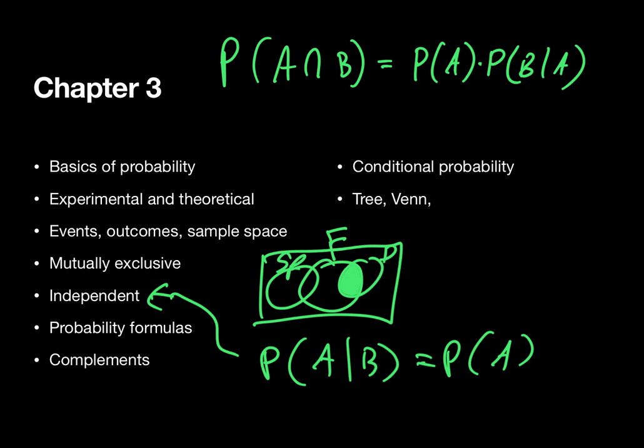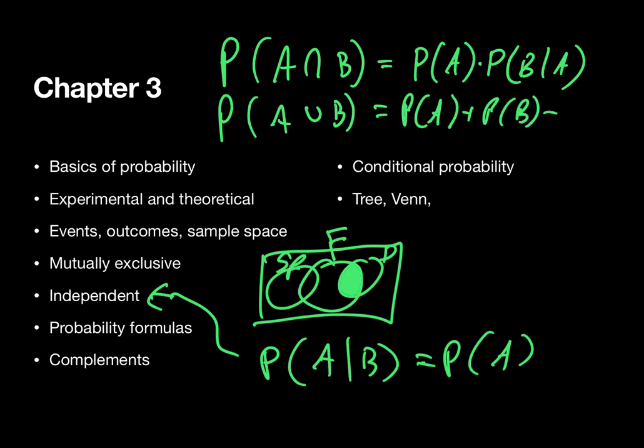And then we had our other formula, which was this: probability of A union B, or in English we say A or B, is probability of A, plus probability of B, minus the probability of both A and B. Ooh, got a little sloppy on the end there, sorry about that. But you get that. So that's the probability of union, or.